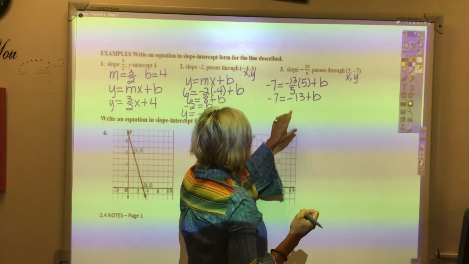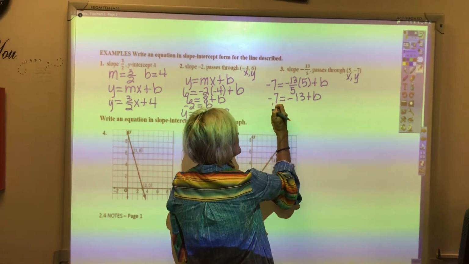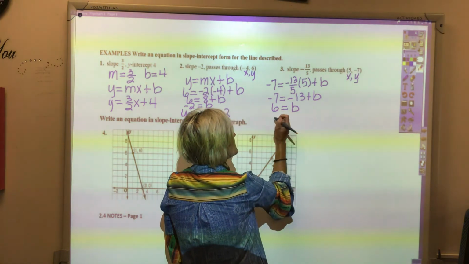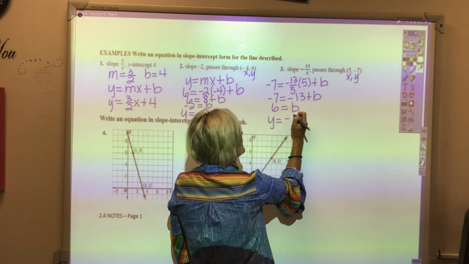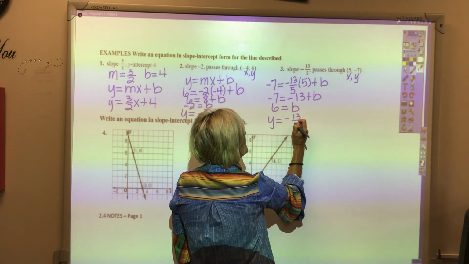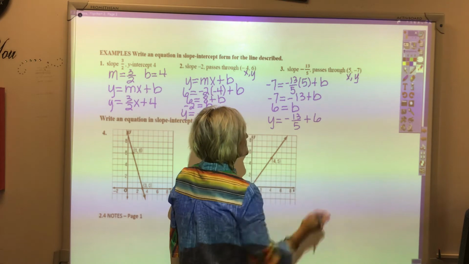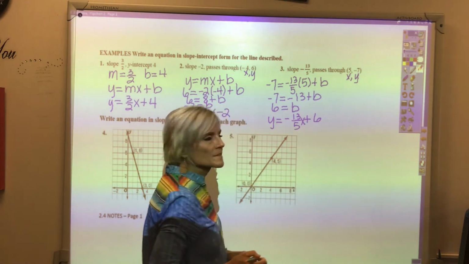So we'll add 13 to both sides, and that will give us that 6 is b. Our equation of our line then would be y equals negative 13 fifths plus 6. Oh, I forgot my x, excuse me. Negative 13 fifths x plus 6.